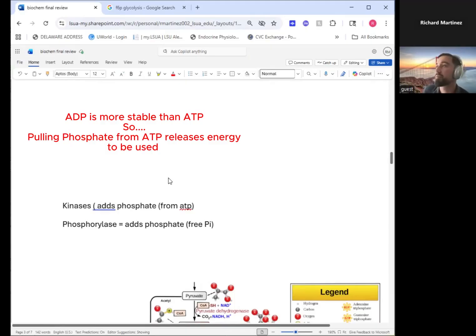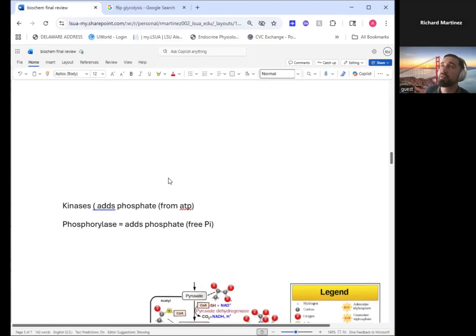Yeah, because of resonance, exactly. But I would think about it more as their phosphate groups are negatively charged, like two groups, right? So they do not want to be near each other. So they force that ATP to go, we need to give this phosphate group away.